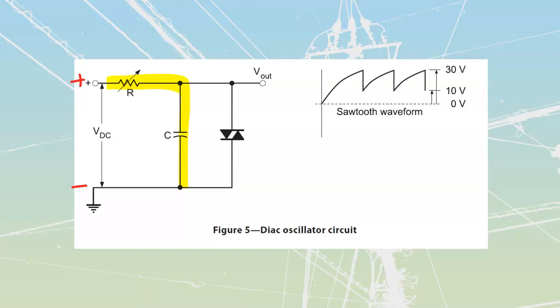Basically, the amount of time that it's going to take to charge the cap will be determined by the amount of resistance we put into it. Lots of resistance, slow build on the cap; little resistance, fast build on the cap. And we're using that voltage across the cap over here to fire our diac.